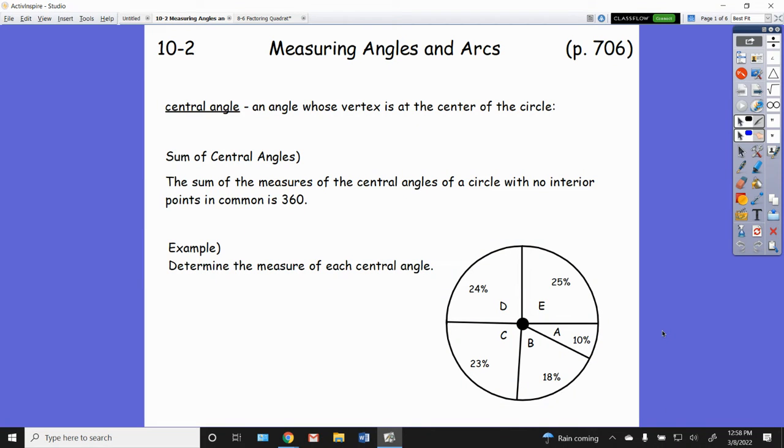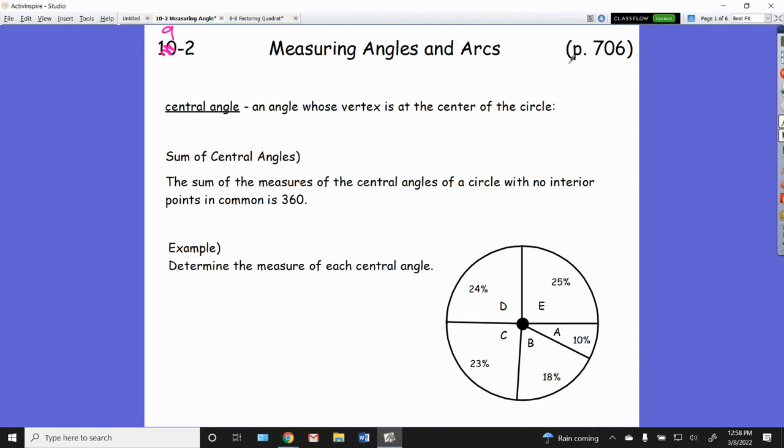So once again, this is chapter 9, so do not be fooled. This is 9-2. All right. Now, measuring angles and arcs. Now, guys, a central angle. Obviously, this whole unit is on circles, okay?